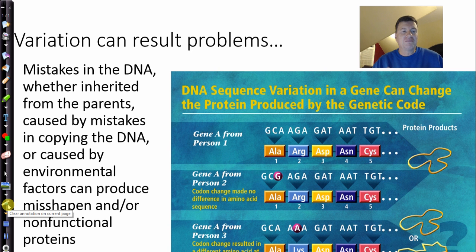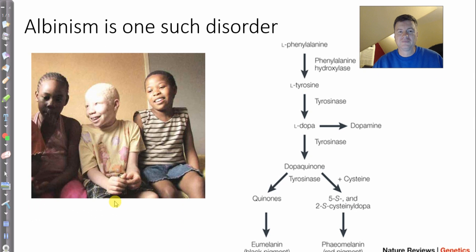So what can cause these variations or these changes? Sometimes it's just that when DNA is copied. Sometimes environmental agents like radiation or chemicals can change DNA, or sometimes other factors can cause misshapen proteins, and we'll talk about those a little bit later. Let me give you just a couple of examples to close this video.